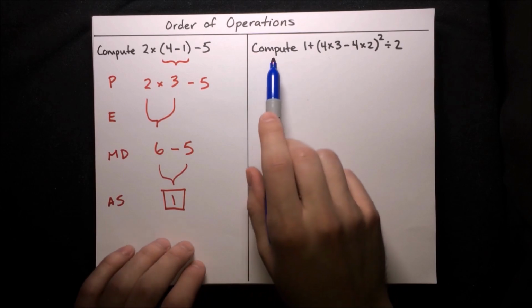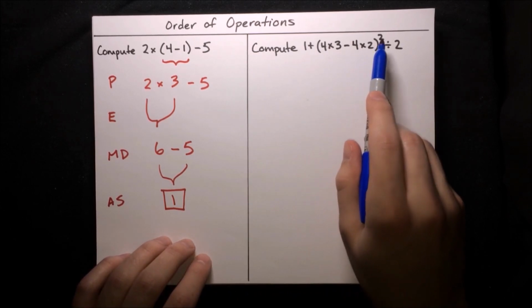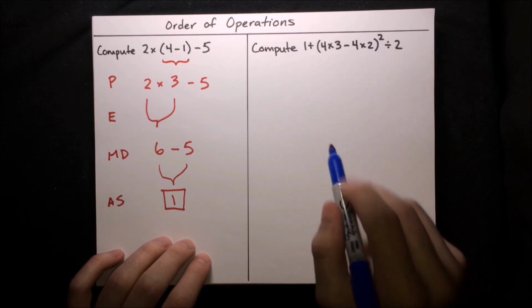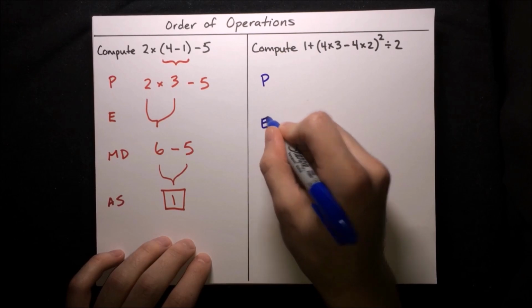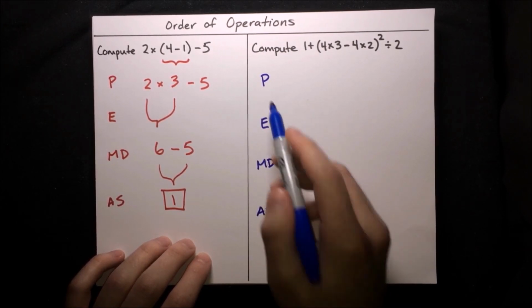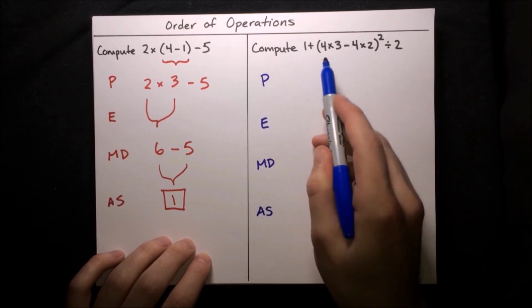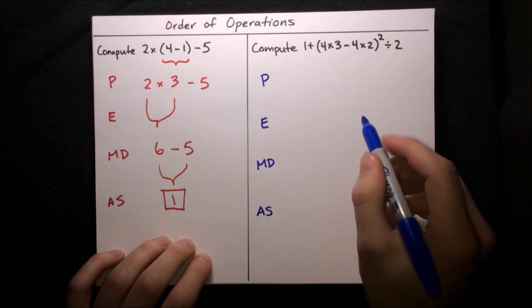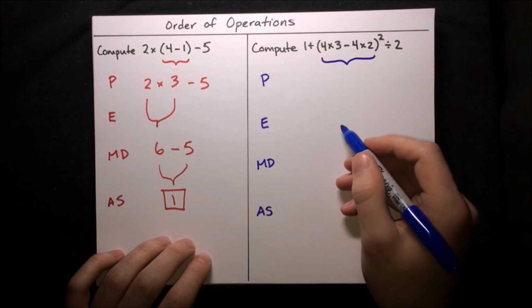Alright, next example. Compute 1 plus the quantity 4 times 3 minus 4 times 2 squared divided by 2. Again, we're going to use PEMDAS. So let's write it down. P-E-M-D-A-S. And starting with parentheses, the first thing we have to do in this expression is compute what's inside the parentheses. So we want to figure out what this inside the parentheses simplifies to.